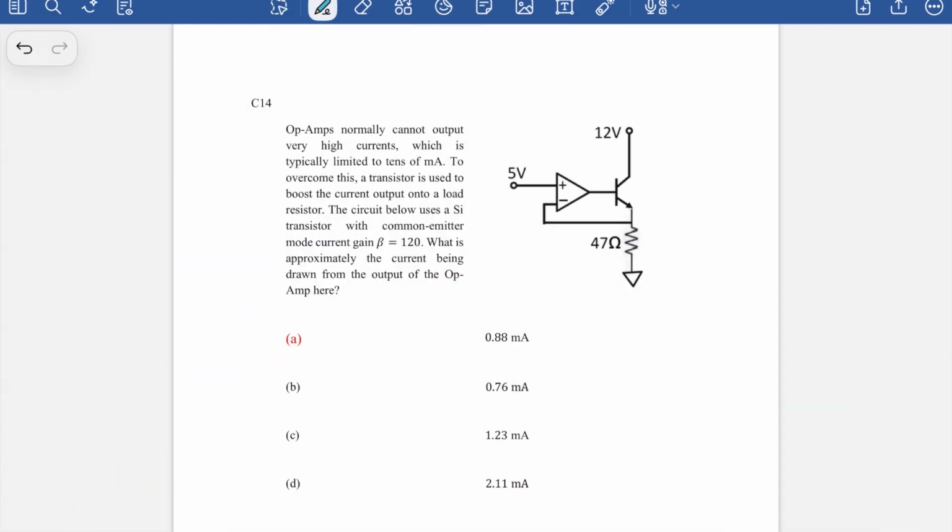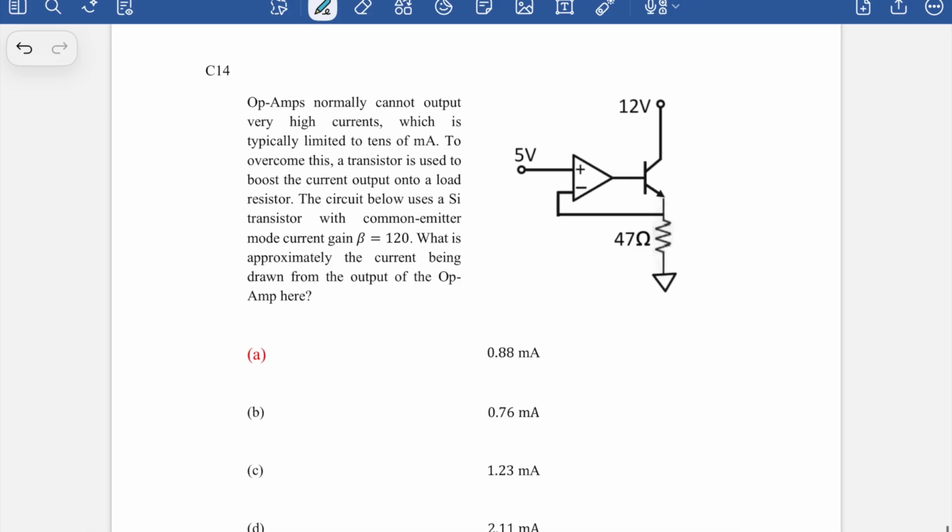Question 14, this is a question from electronics. You can see the circuit. This is an op-amp, and there is a transistor. This is the collector current IC, let's say. This is the base current, and this is the emitter current. Here the beta is equal to 120, which is equal to IC divided by IB, the base current.